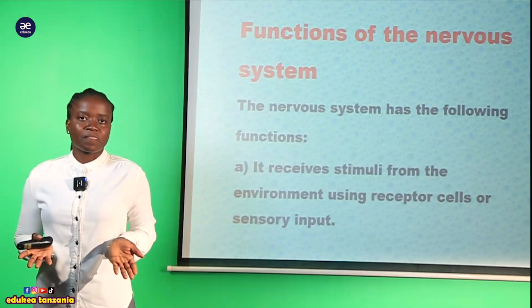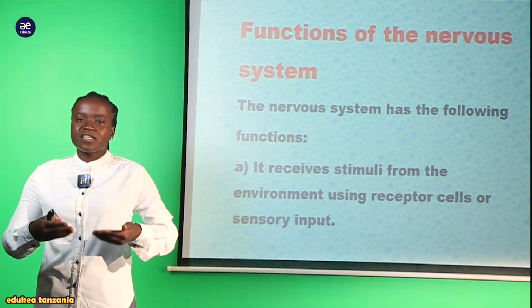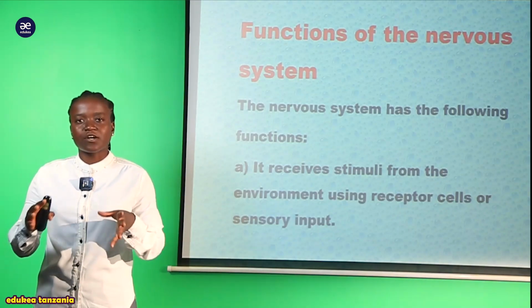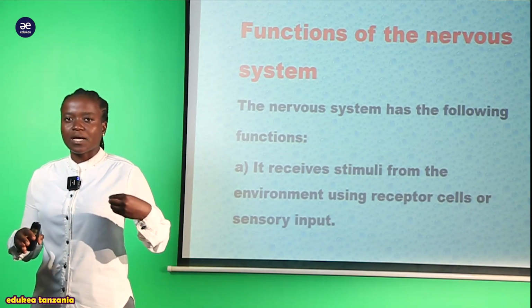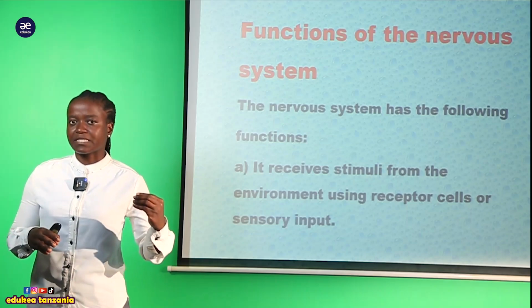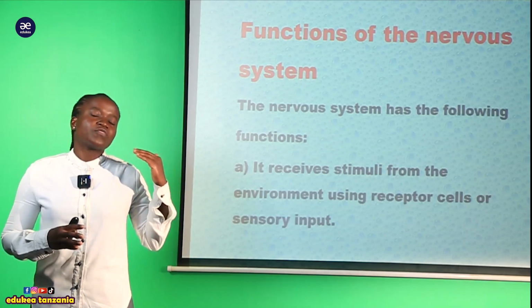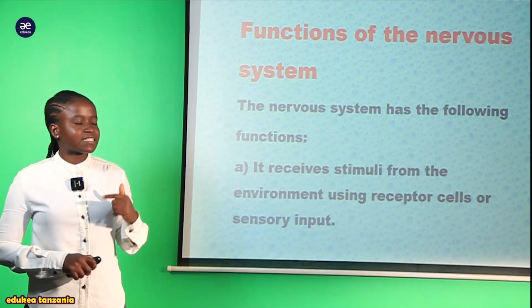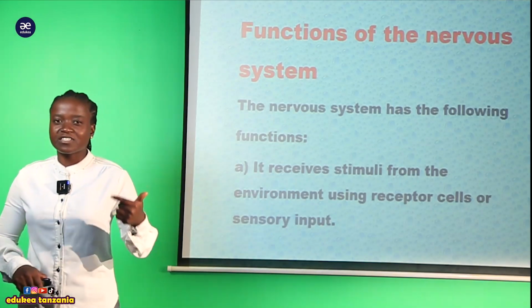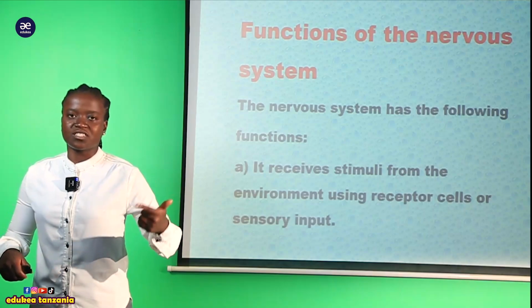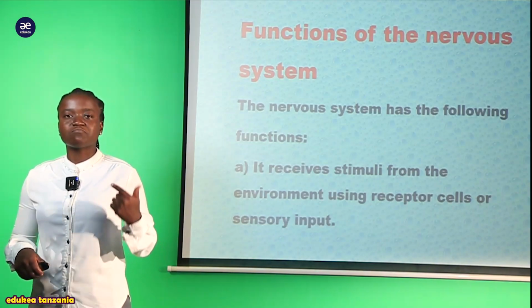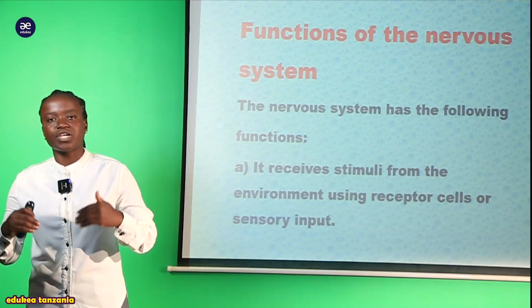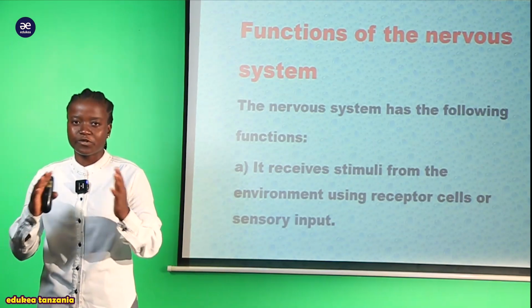For instance, the stimuli, the changes that are occurring within the environment, tunasema kwamba hapa kunakuwa na presence of low temperature, that is the presence of cold. So the skin will detect the presence of cold. So that is the function of the nervous system, to detect any changes that are occurring within the environment by using the receptor cells that are found within the sense organs that are found within an animal.